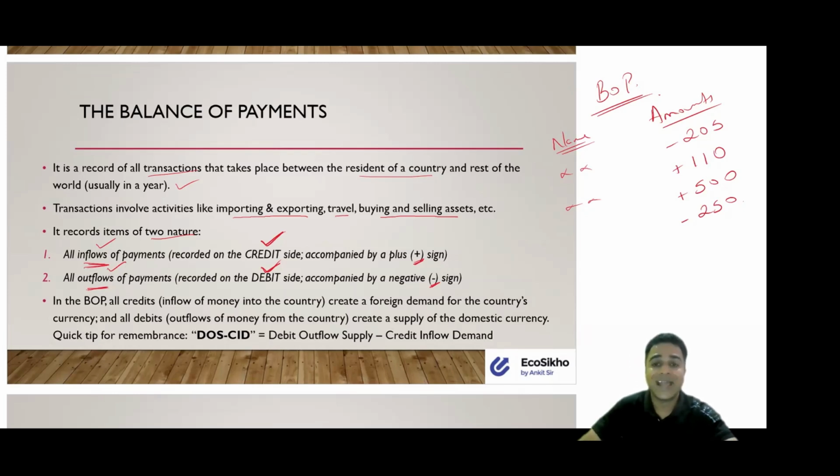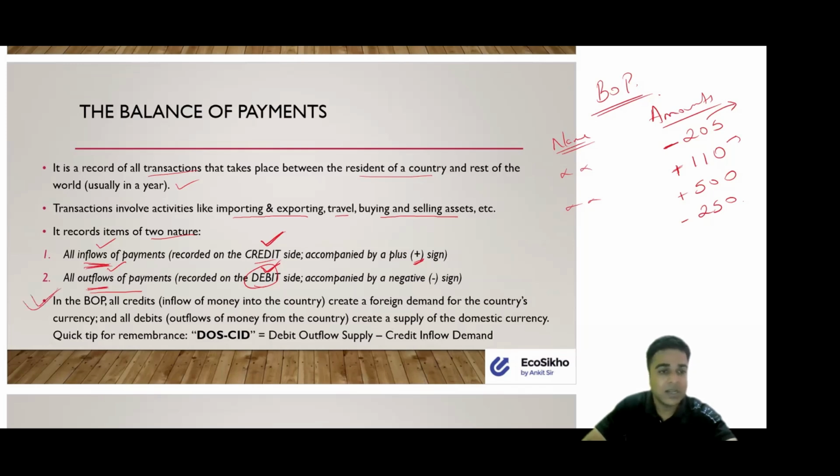So if the amount is accompanied by a negative sign, that indicates that this is the amount of money that has moved out of your country. That is an outflow of payment, and it is a debit item, and you have written it with a negative sign. If there is a plus sign, that indicates that it is a credit item, an inflow of payment into your country. And yeah, that was about this part.